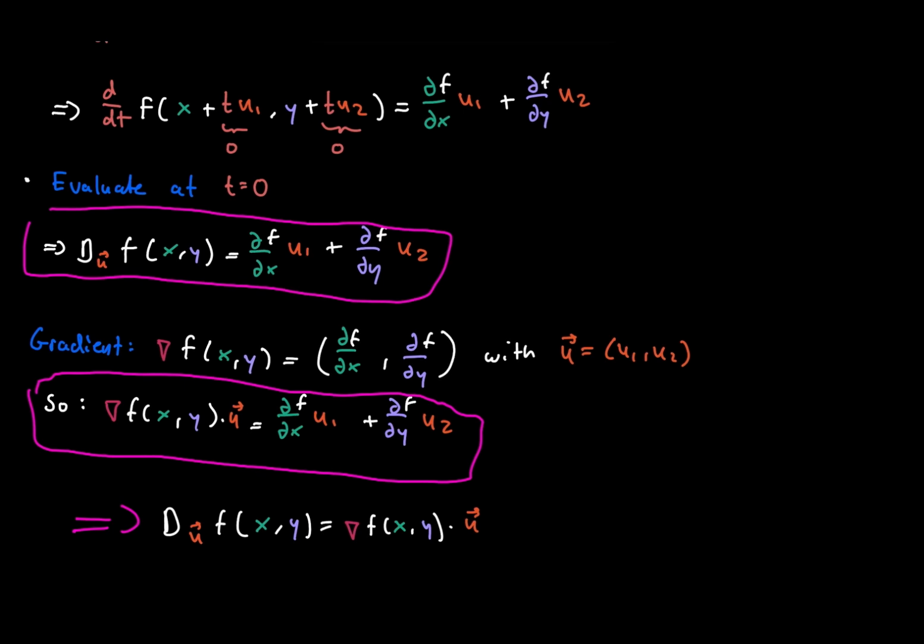Quick recap. We described motion using a path, inserted it into the function, applied the chain rule step by step, and recognized the result as a dot product. And that proves that the directional derivative equals the gradient dotted with the direction vector.